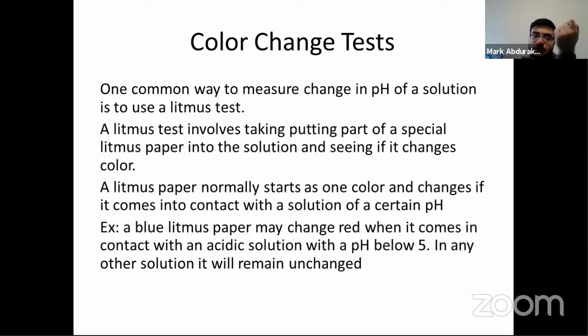If it comes into contact with a solution of a certain pH, it'll instantly change color in the area where it had contact. So if you had a piece of paper here, let me show you. If you had this piece of paper and this part came into contact with the pH of the solution, this part would change color and you could see it, right? So a blue litmus paper may change red when it comes in contact with an acidic solution.